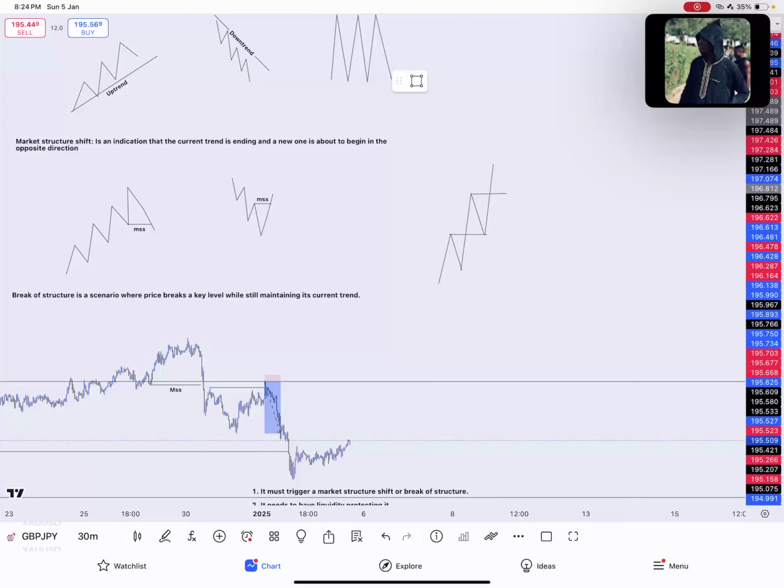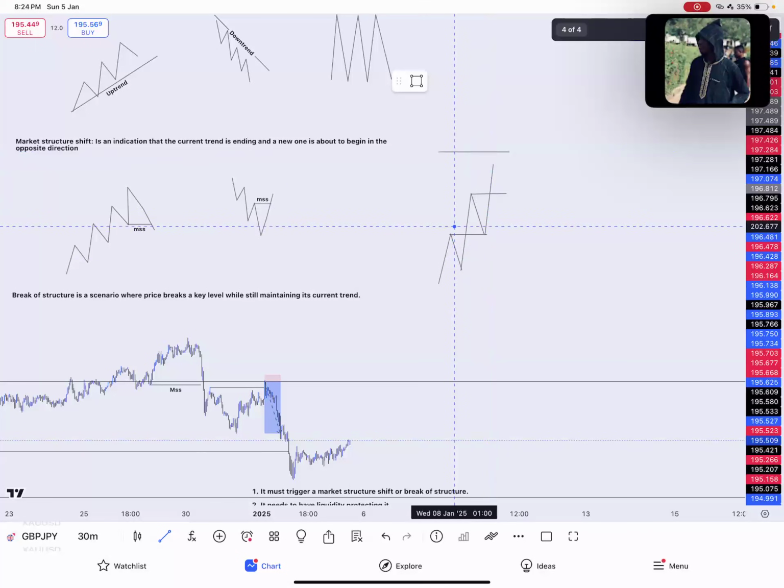Now breakout structure is even more valid when it causes a double breakout structure. What do I mean by a double breakout structure? Let's say that here is a resistance level in the market. There was a previous resistance level there. Do you get here? And then price is also making higher highs and higher lows while approaching this particular resistance level.